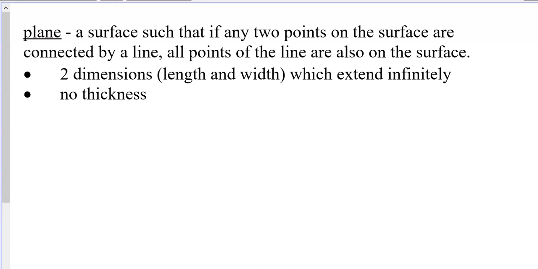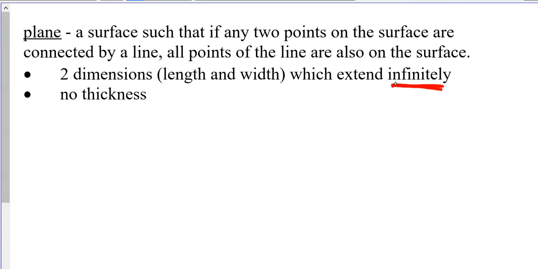A plane: a surface such that if any 2 points on the surface are connected by a line, all points of the line are also on the surface. So a couple key things here. There are 2 dimensions, length and width, and they extend indefinitely. That's an important little concept. Even though when we draw it, it looks like it has boundaries, it does not. It extends indefinitely in both directions. And there's no thickness to it.